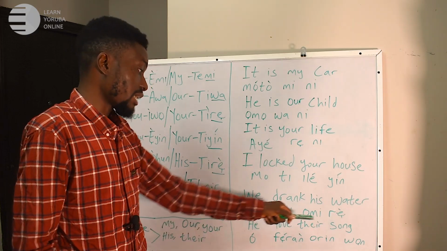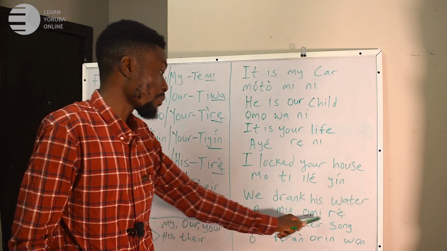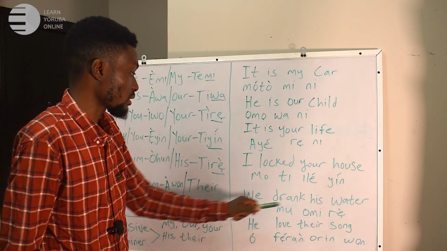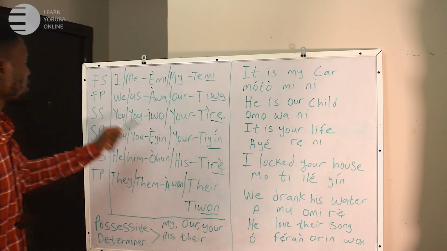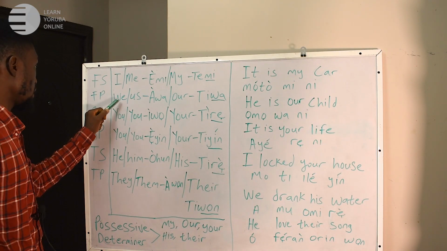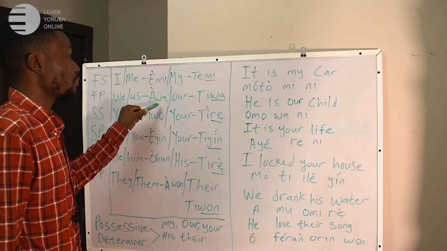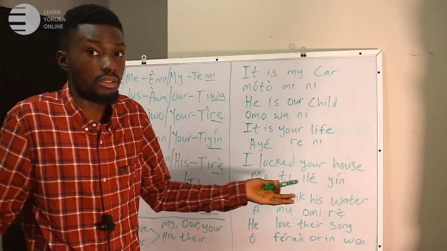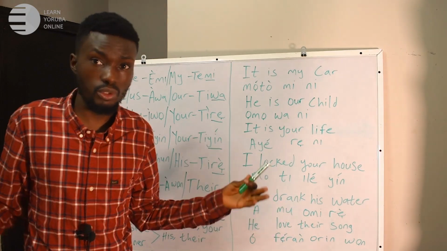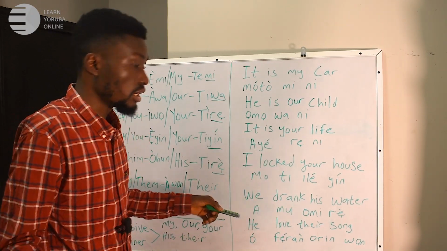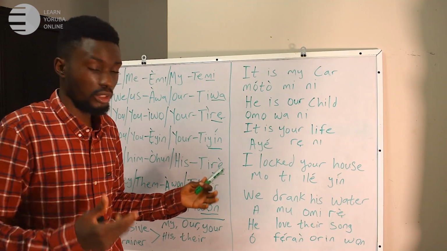You see, the noun comes first again. Amu omi re. We drank is water. Amu. This is "we," first person plural. And I said "we" in isolation is "àwa," but when you want to use it in the subject position, it becomes "a," just like in the previous series. If you go to the previous series, you will understand this perfectly. So this is just to connect it more in your mind.